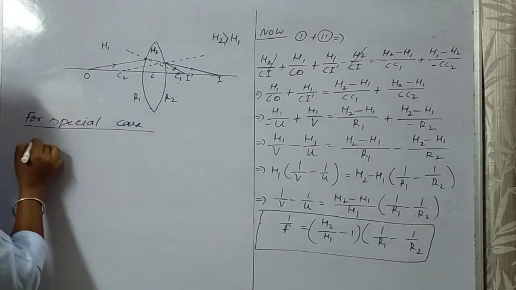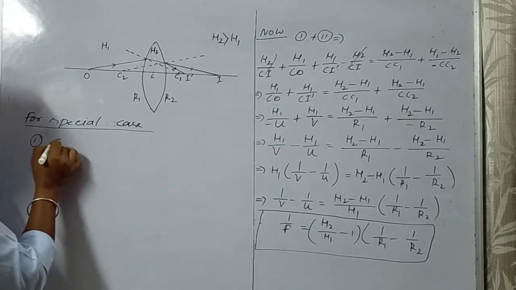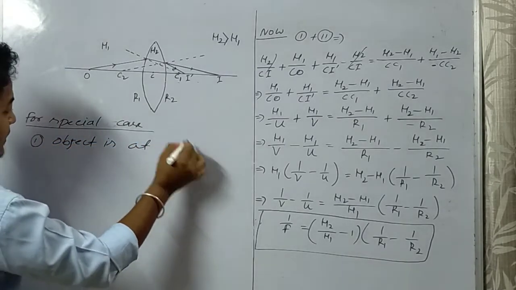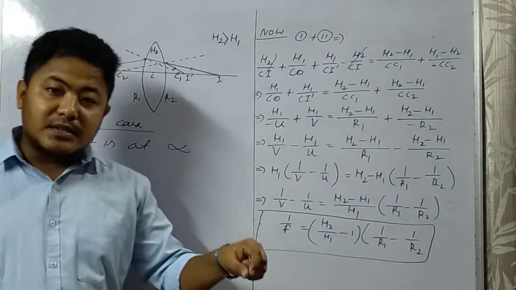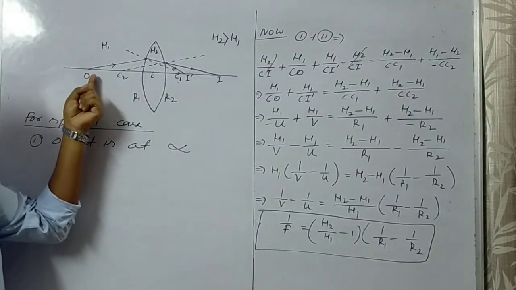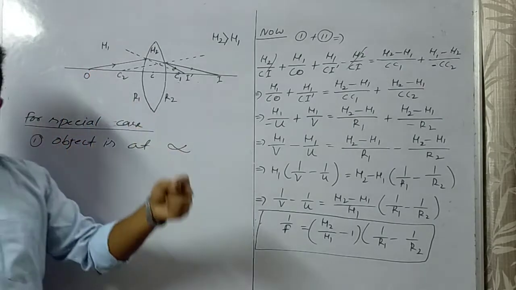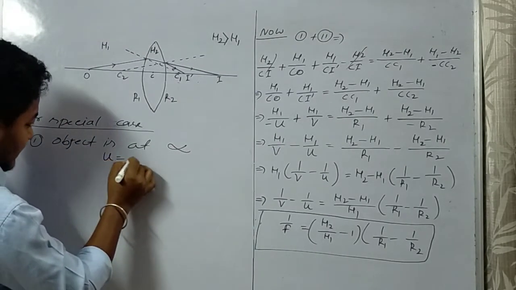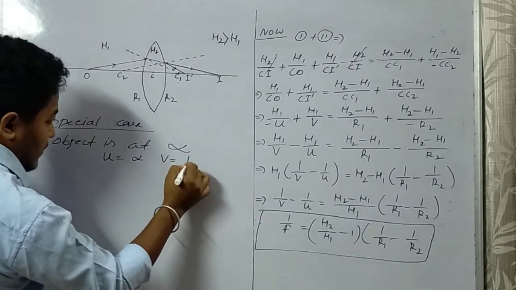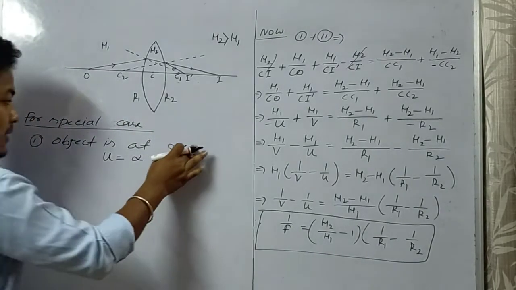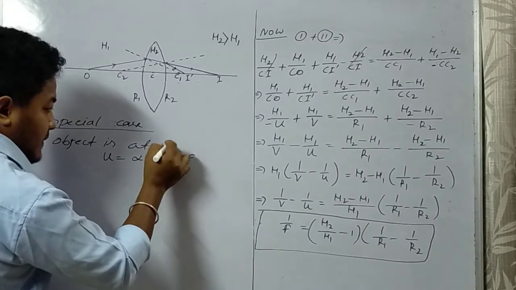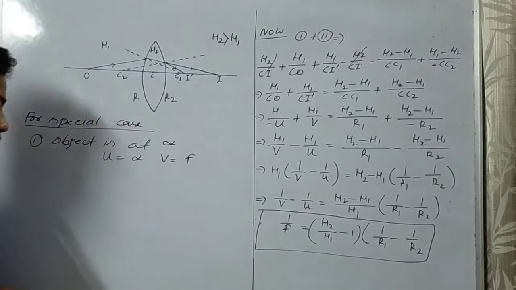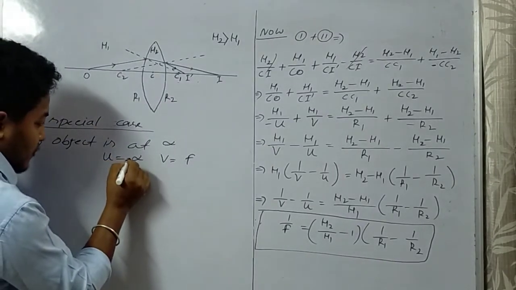Number one, if I consider that the object is at infinity, if we place the object at infinity, that means you can see this is the object, and right now this object has been kept at infinity. All of you know that if the object is at infinity, then the image is formed at focus. This is the thing you know, and the image distance will be minus.